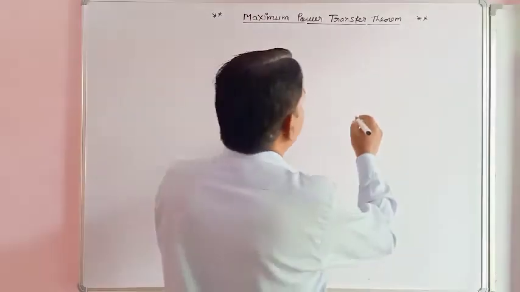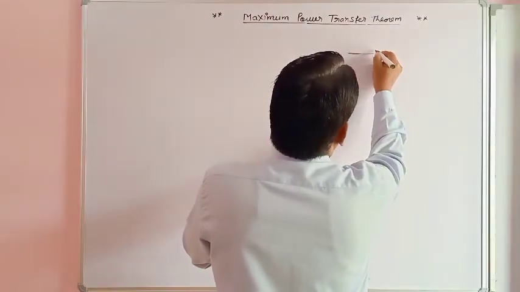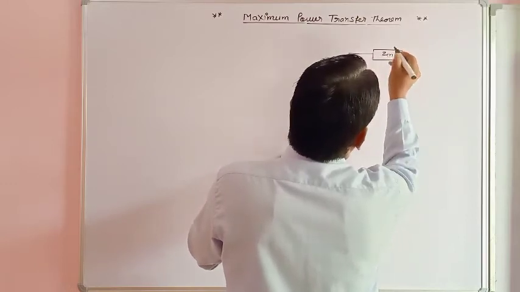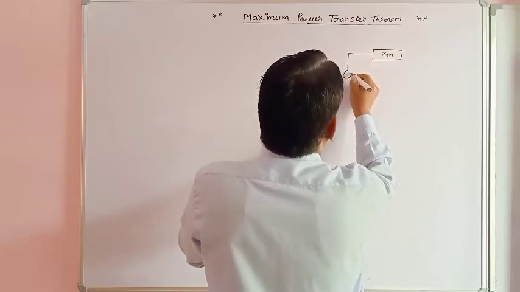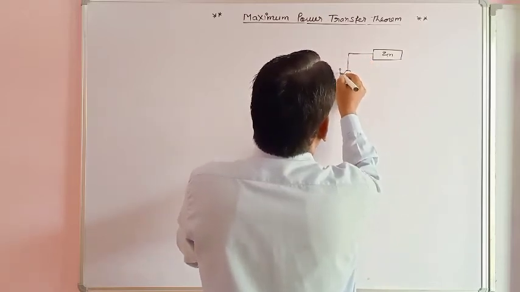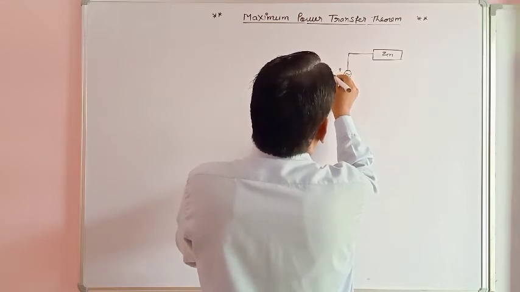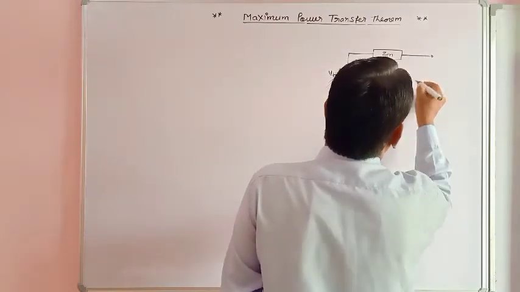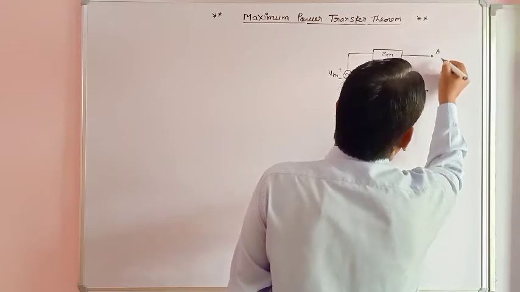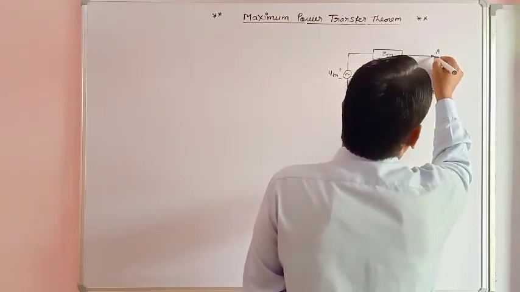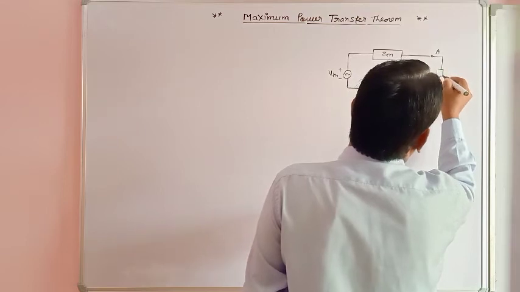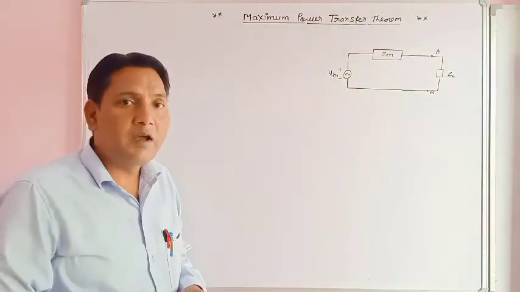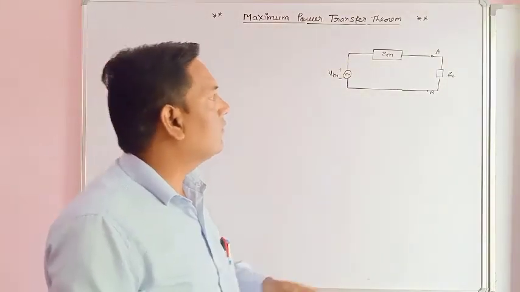Suppose we are considering a network having the equivalent impedance, or internal impedance, of the network. Suppose this is ZTH. This is a source of voltage, suppose this is plus minus VTH, and these are the load terminals, called A and B, and this is the load impedance, ZL. The impedance through which we have to calculate the current response is called the load impedance.